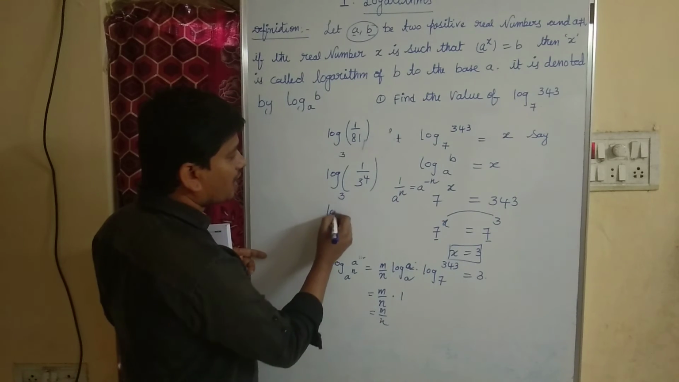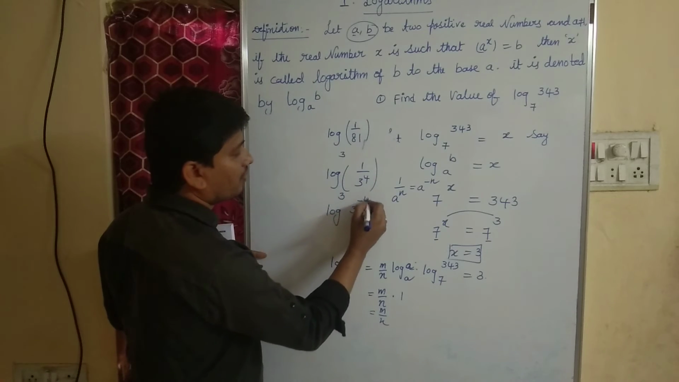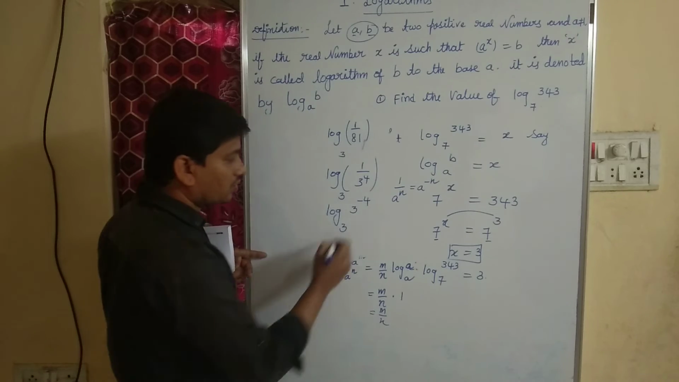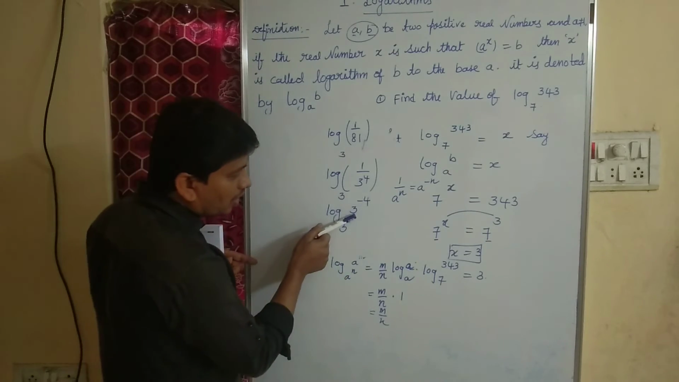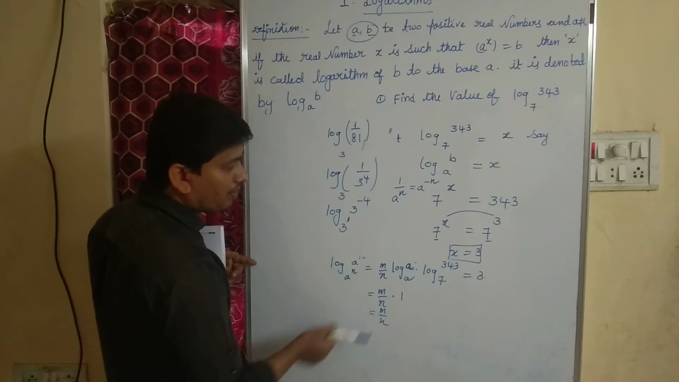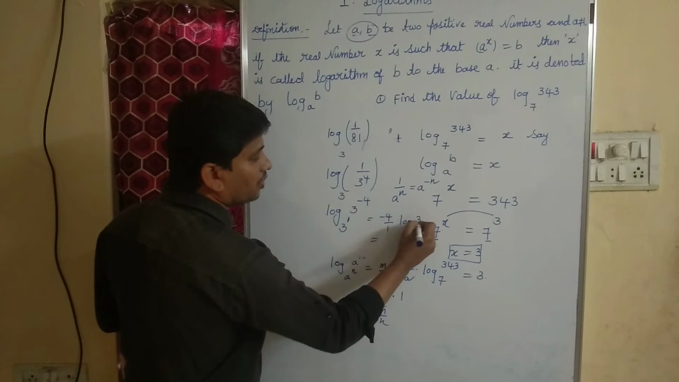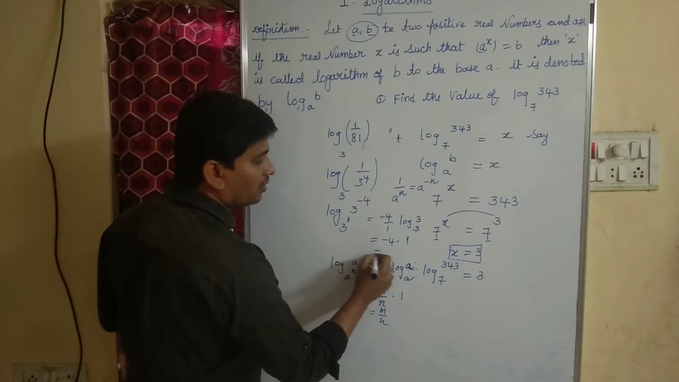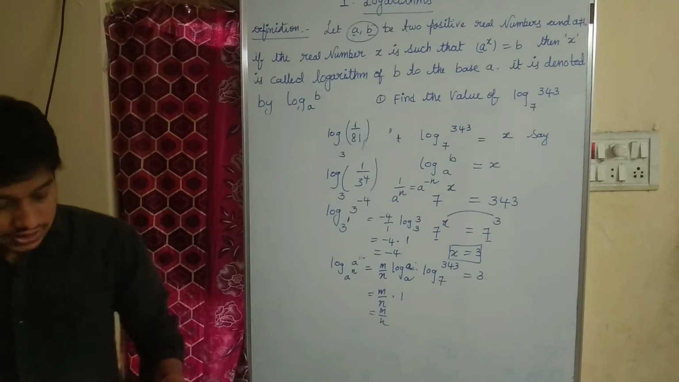So log 1 by 3 power 4 I can express as 3 to the power minus 4, again to the base 3, where the base is 3 to the power 1. Again this is in the form of log a power m to the base a to the power n. The answer is m by n. I mean here I can write minus 4 by 1 into log 3 to the base 3. So minus 4 into log 3 to the base 3, the value is 1. So minus 4 into 1 is equal to minus 4. Okay, let us do one more problem.